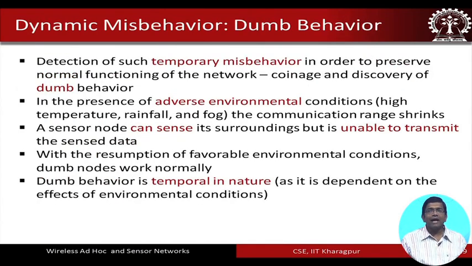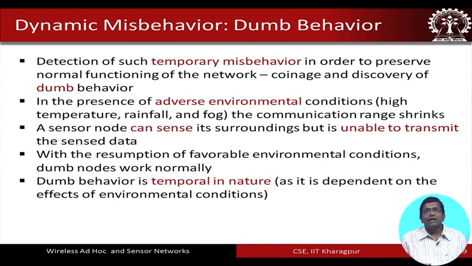So because of that, the communication range, because of these adverse environmental conditions, basically shrinks, and because the communication range shrinks, the sensor unit on the other hand can sense the way it is supposed to sense. So these nodes can sense, but they are not able to transmit the sensed data forward. With the resumption of favorable environmental conditions, the dumb nodes work again. So dumb behavior is temporal in nature.